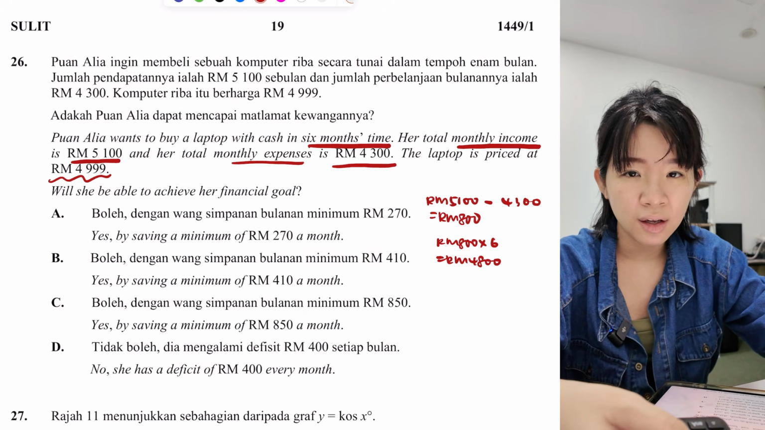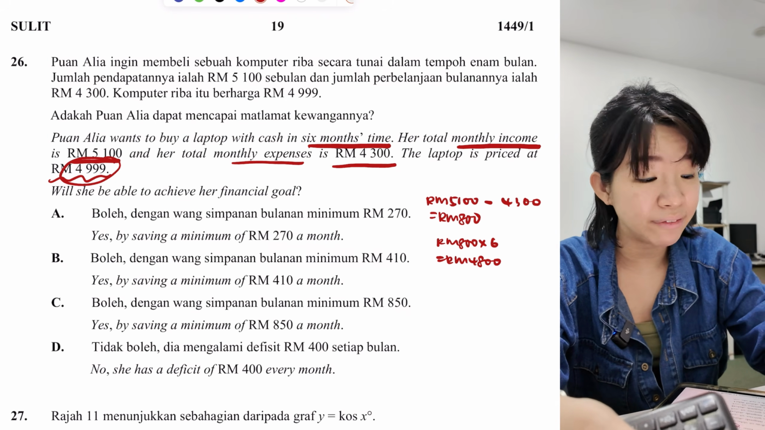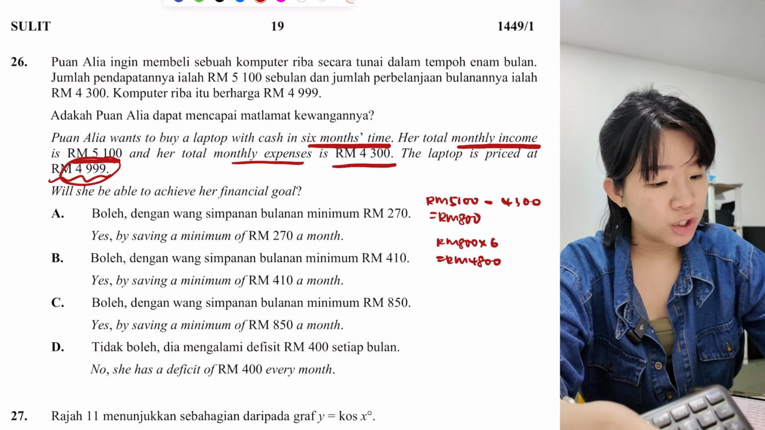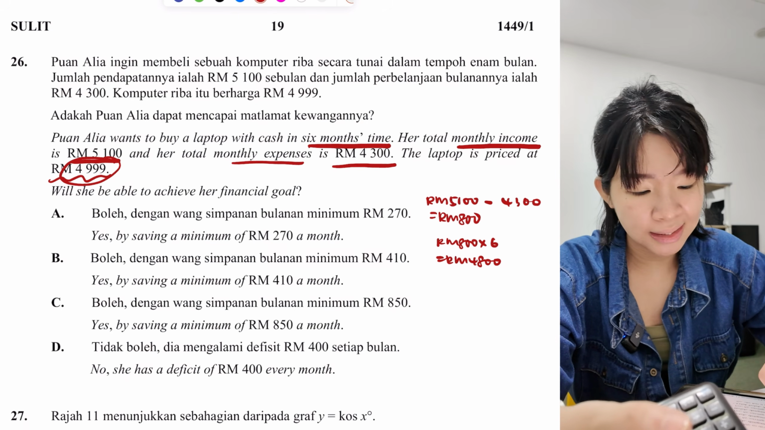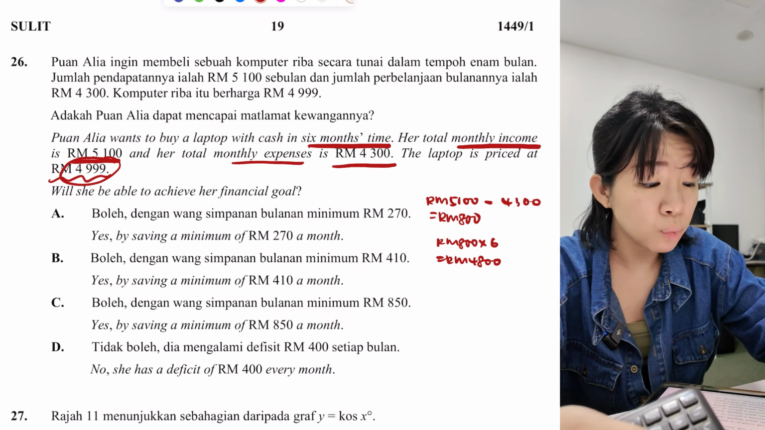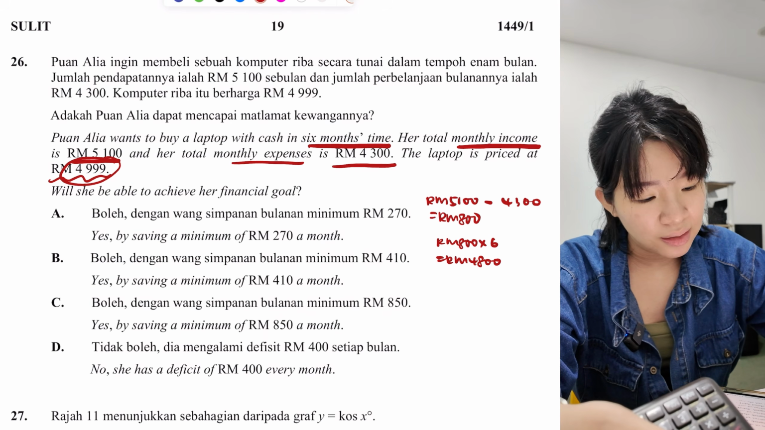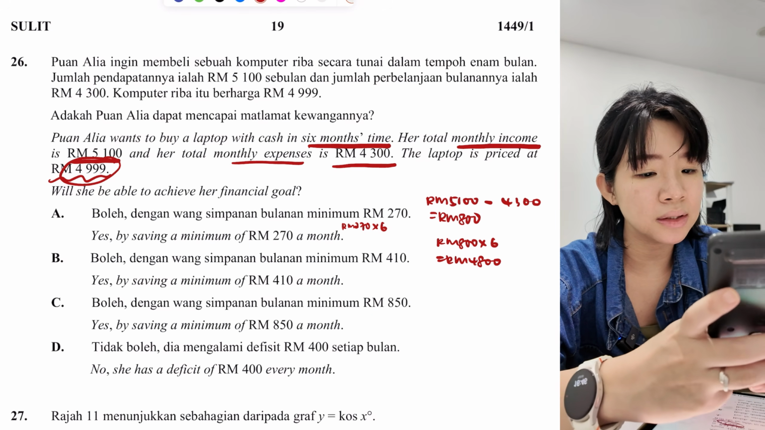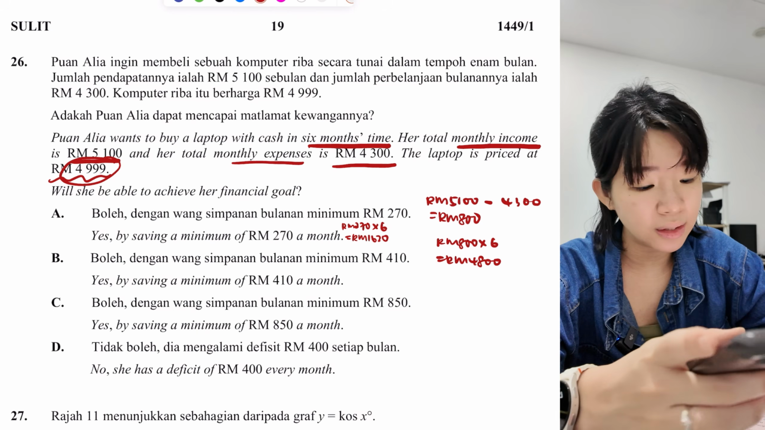Is it enough? The price of the laptop is 4,999. But with this 800 saving, she only manages to save 4,800, which means she cannot. Let's check A. A says yes, she can, by saving a minimum of 270 a month. Saving 800 a month is already not enough, so what about 270? 270 a month times 6 months, 270 times 6, is only 1,620. So it's definitely not enough.